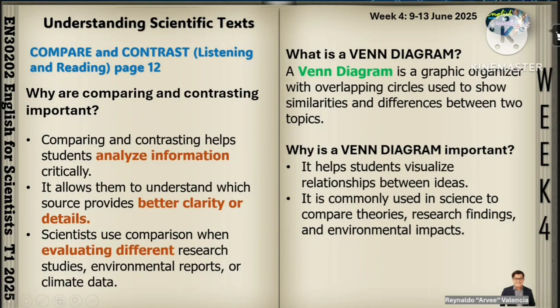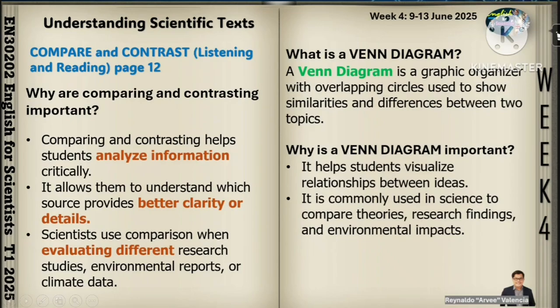Why is comparing and contrasting important? It helps us think critically, understand ideas better, and see which information is clearer or more useful. Scientists use it to study research, reports, and data more effectively. Now, let's proceed to the Venn diagram.